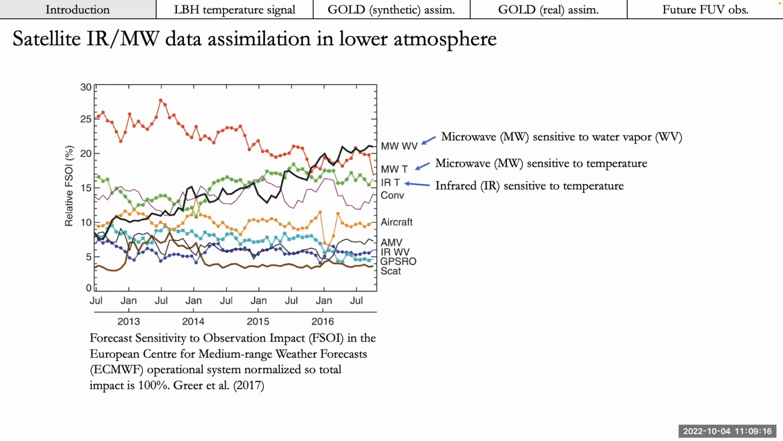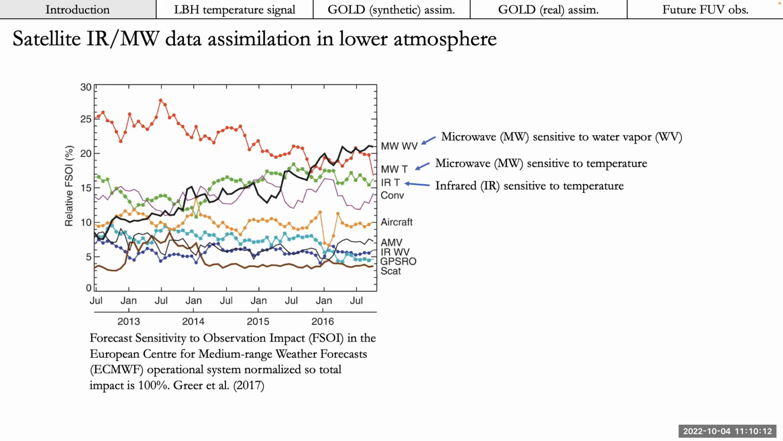So before I go deeper into our work, I want to elaborate a bit more on the point made about the impact of infrared and microwave radiances on lower atmosphere weather prediction. This plot is showing the forecast sensitivity of observation impact, or FSOI, over a 4-year period in the European Center for Medium Range Weather Forecast operational system. What FSOI basically shows is which observational data set has the most impact on forecast skill. You can see in this plot that the top 3 observational data sets are microwave and infrared observations that are measured from satellites and are sensitive to both water vapor and temperature.